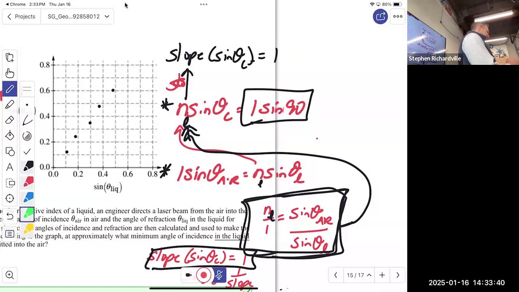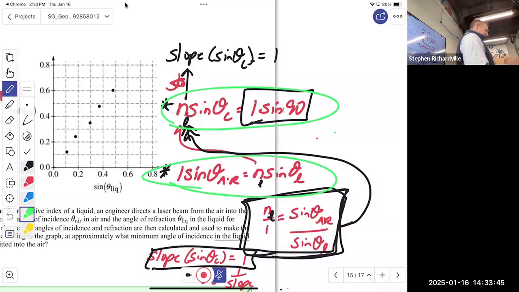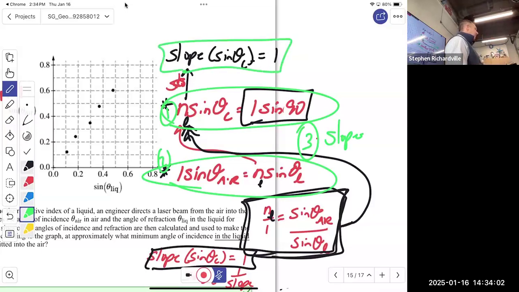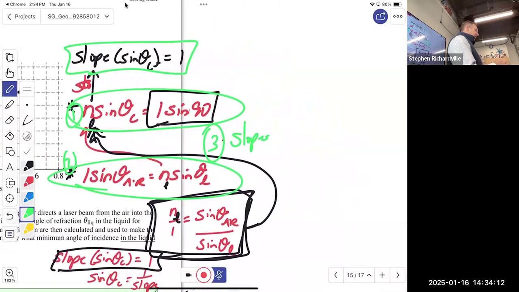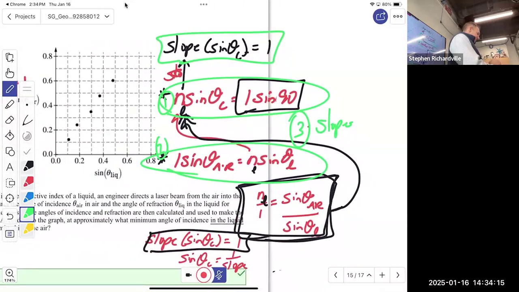If you go back and wrestle with this later on, these are the things you're wrestling with, and the slope. So three things: 1, 2, and 3. How can I connect those? What I end up getting is sine theta critical is 1 over the slope. Dylan, are you okay when we write it clearly, when you look at the graph?